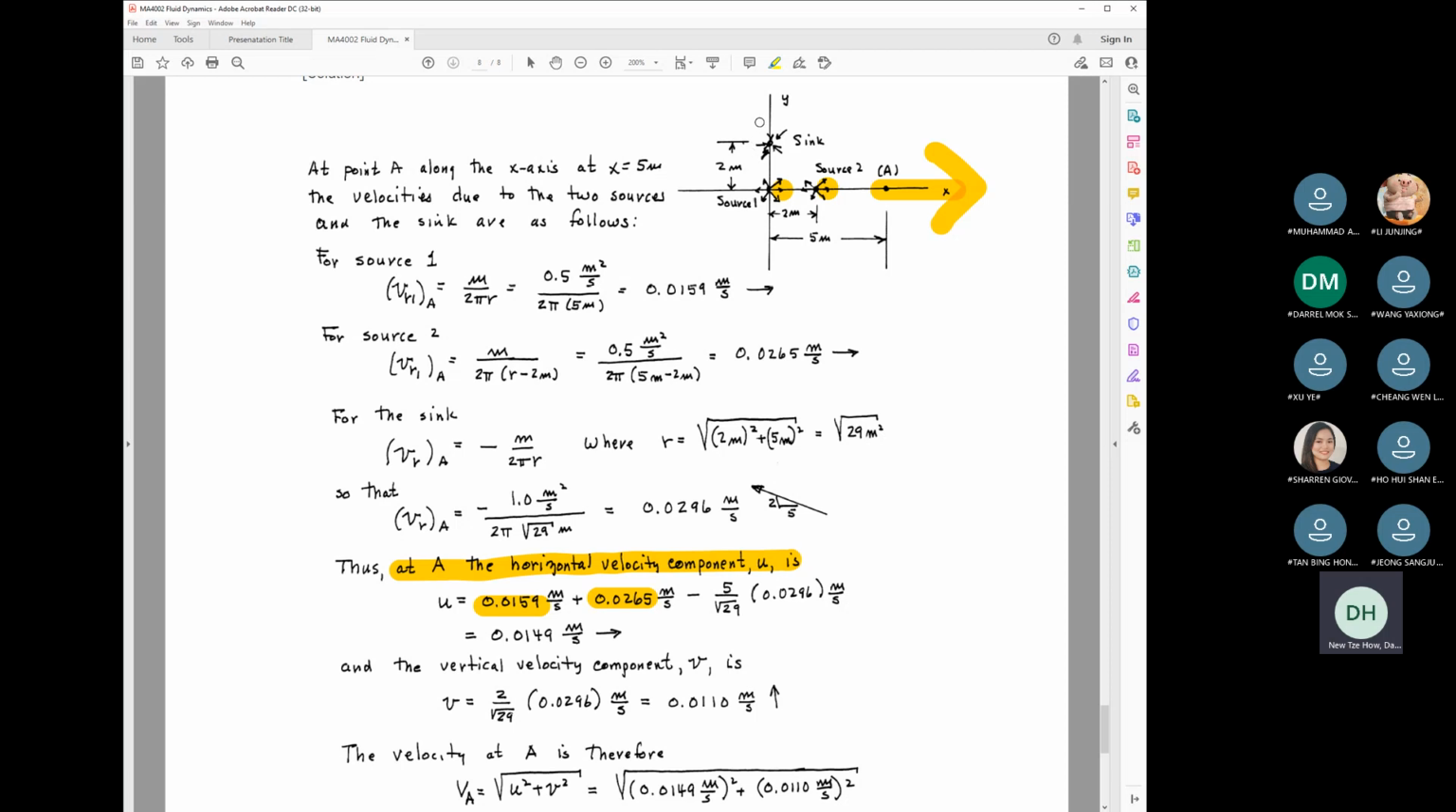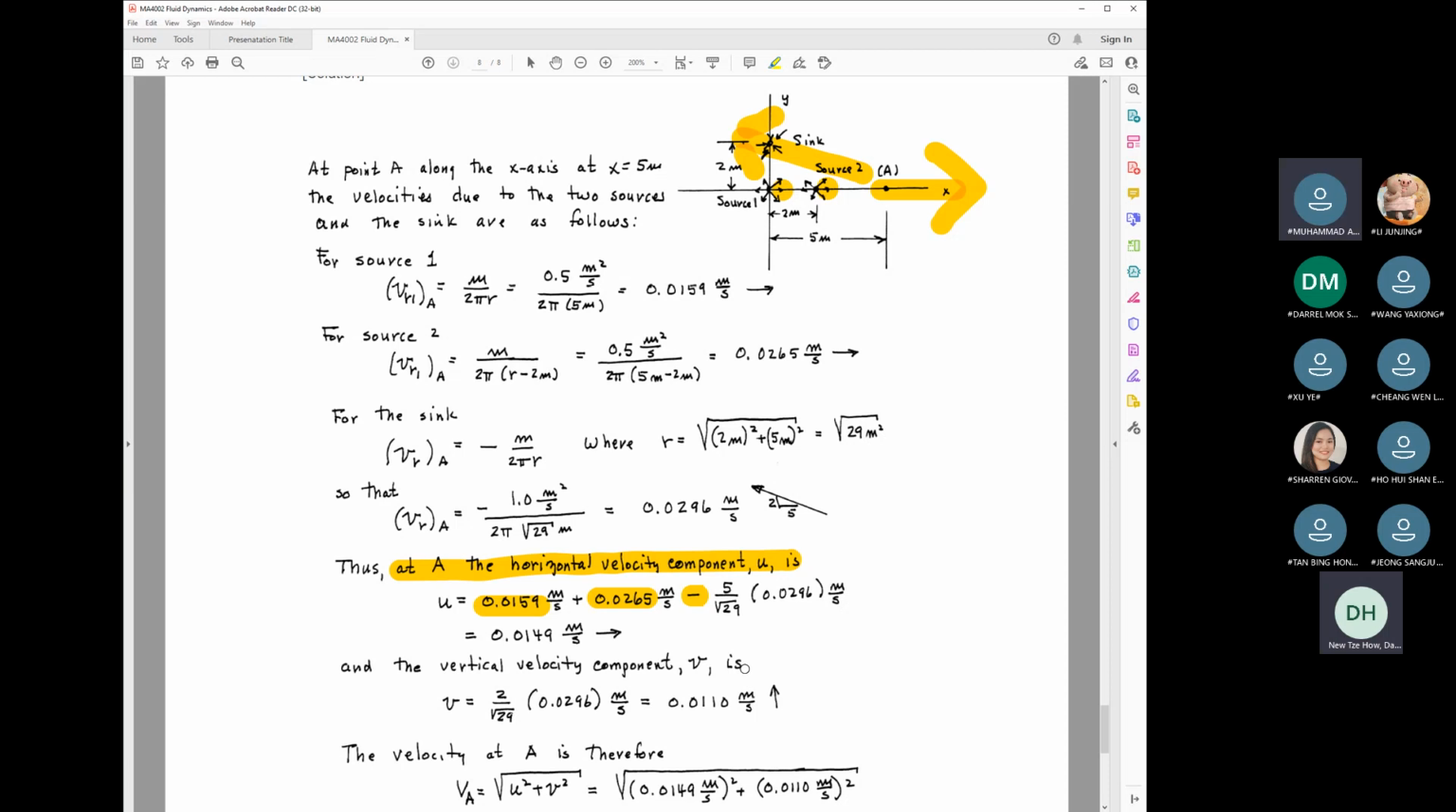The sink will be slightly different, because it tends to pull fluid from point A towards the sink. It tends to pull this way. So that means we have to take this velocity component and then resolve it to the horizontal axis by taking the cosine. Because it's now moving from right to left, no longer from left to right like source 1 and source 2, we have a negative sign. Yeah, so that's it.